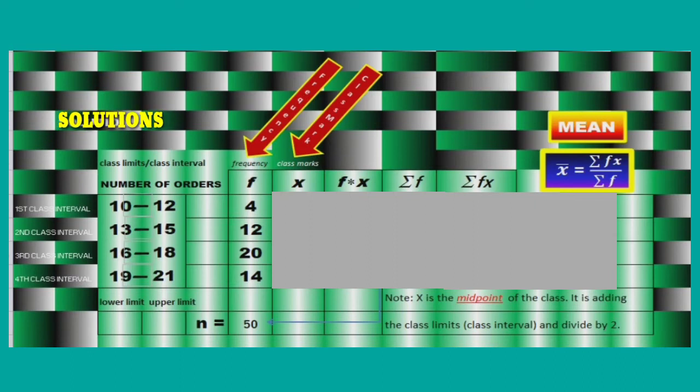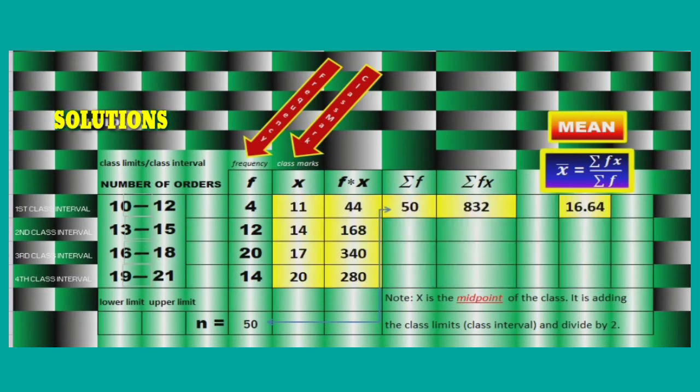Right, we have here now the solutions. Let me explain to you how we got x, fx, the summation of f, and the summation of fx, because these are our requirements to solve for the mean. We need to put this in place before we can solve for the mean. Note that the only given is the class interval and the frequency. Right, let me explain now to you the solutions. These are now our solutions.